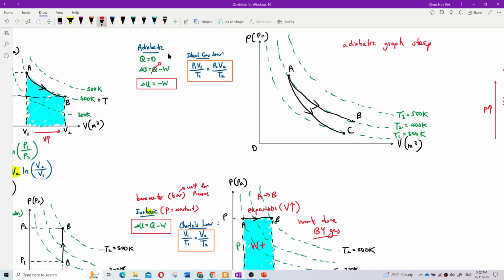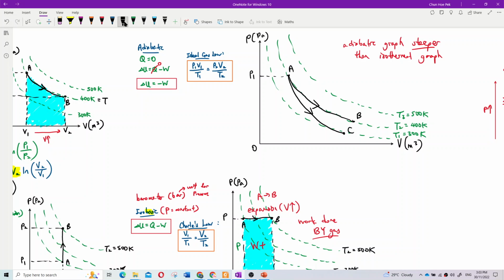is steeper. Apa maksud steeper? Lebih cerun. Ya? Steeper than isothermal graph. Adiabatic graph is steeper than isothermal graph. Dia lebih cerun. Faham tak? Lebih cerun. So from here you can see already.